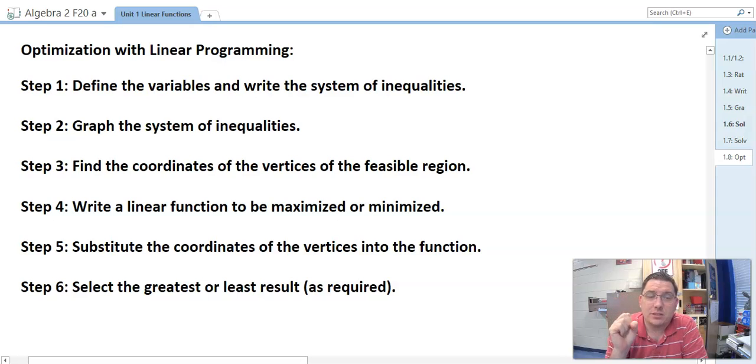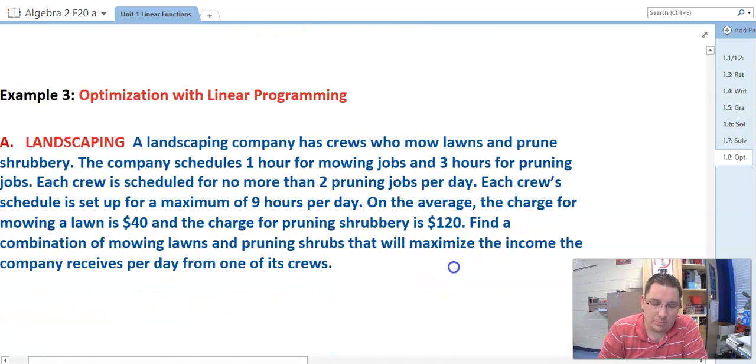Step 5, substitute the coordinates of the vertices into the function. And step 6, select the greatest or least result as required. So if we're trying to maximize something, we want the largest. If we want the least, then we're going to look for the minimum. All right, so let's look at how this works in a word problem.